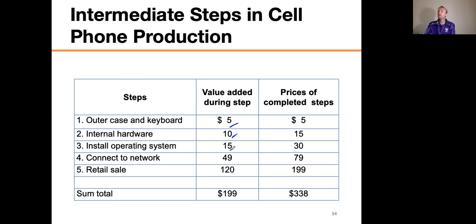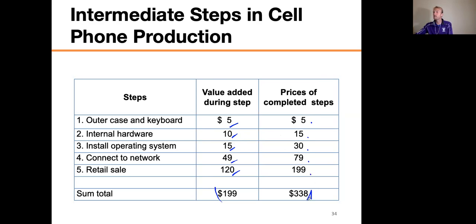Yeah, I know. It's pretty crazy what they can command for a cell phone. Install the operating system. Maybe it's iOS, or maybe it's Android OS. It's about another $15. Connecting it to the network is about another $49. And then the retail sale, $120. You see where most of the money's going in a cell phone: selling it. So the sum total, they sell it for $199. But if we had added up the prices of all of the steps, we would have gotten $338. So this is cumulative, right? $5 plus the 10 would be 15. Then adding on the 15, I would have gotten 30, and with the 49, I would have got 79.